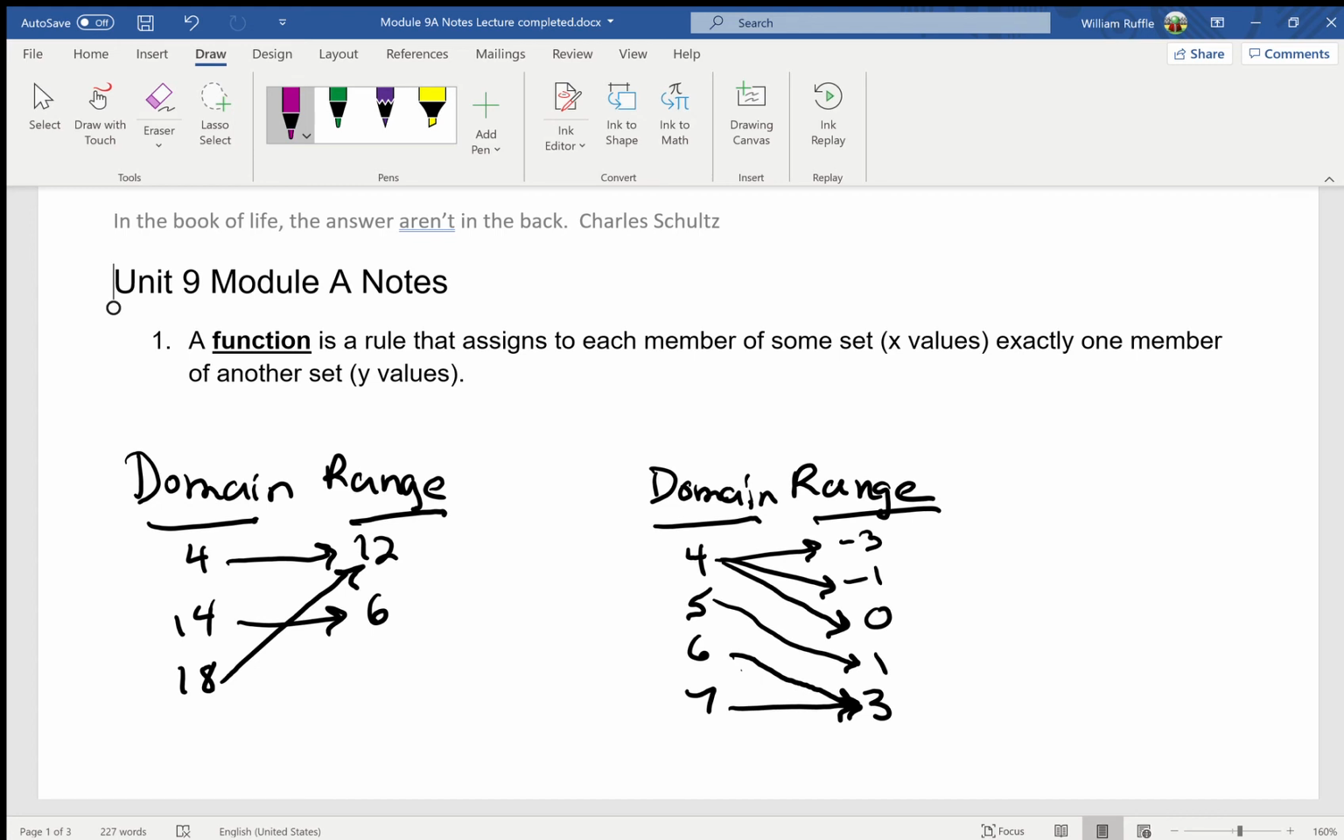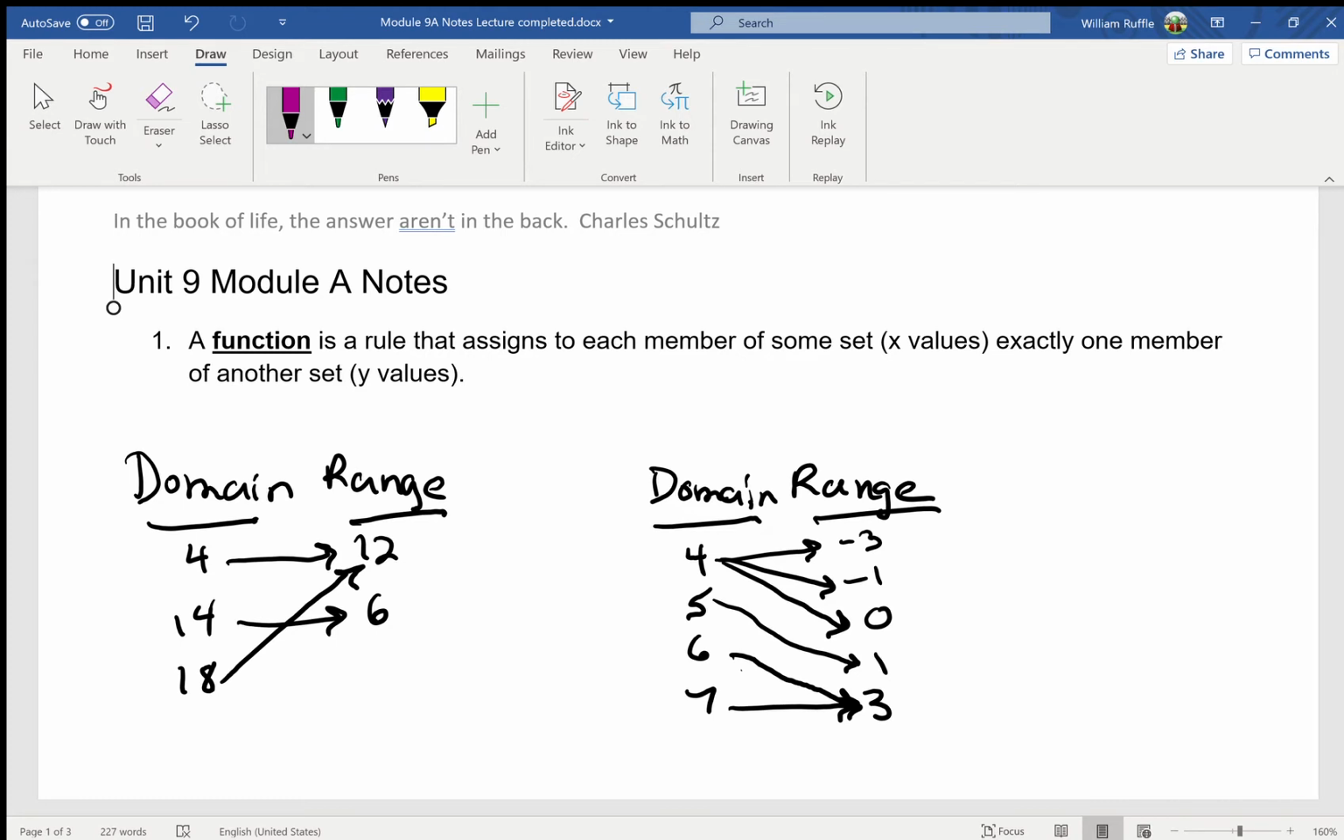Alright, now I'm going to start on our last unit, and I'm going to start with the 9A notes. The first thing we're going to start talking about are functions. And a function is a rule that assigns each member of some set of x values exactly one member of another set of y values.